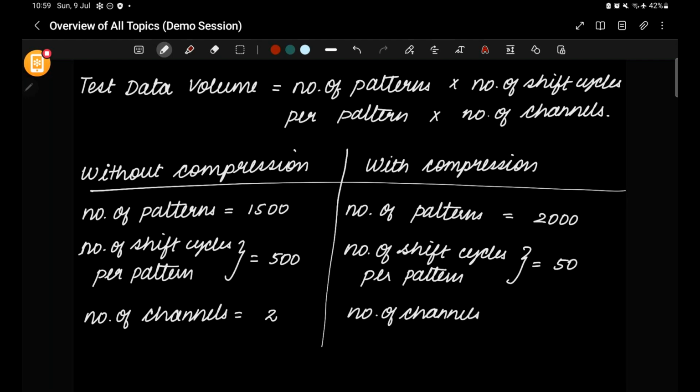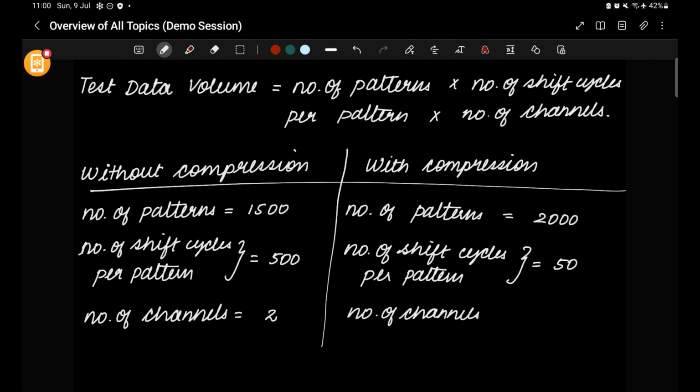Yes, I'll tell you how the number of shift cycles per pattern will be reduced with compression. While we are covering the EDT topic, I will explain it to you logically, how the shift cycles per pattern will reduce. This is just a demo session, so that's why I directly wrote it.